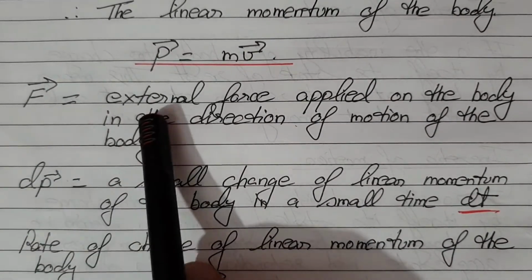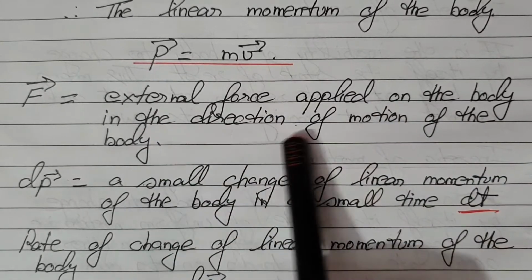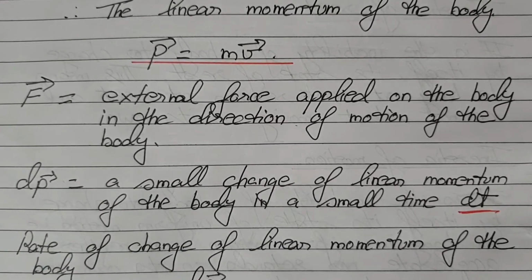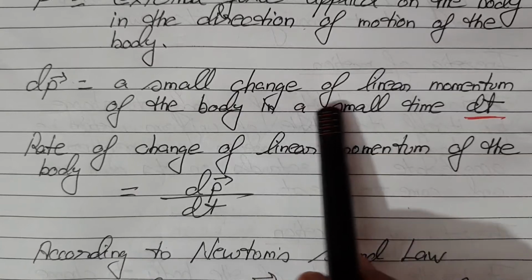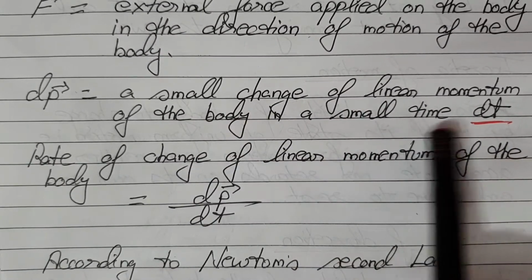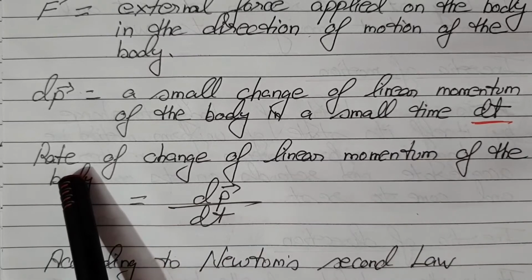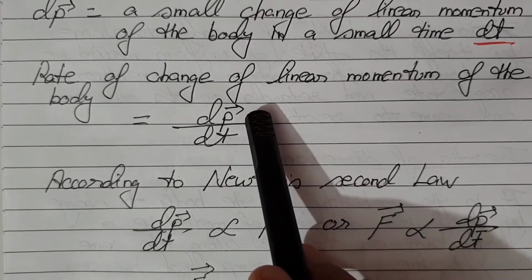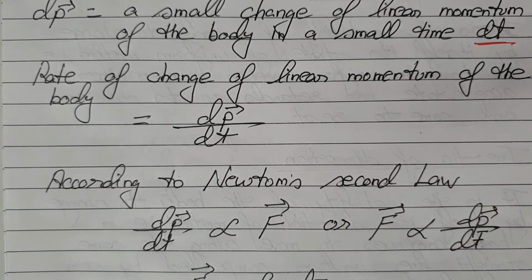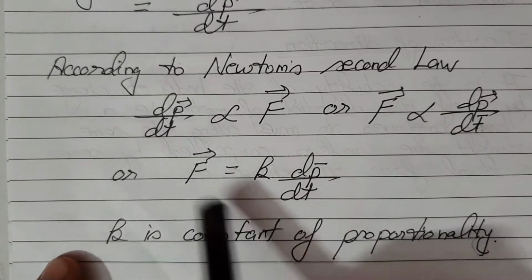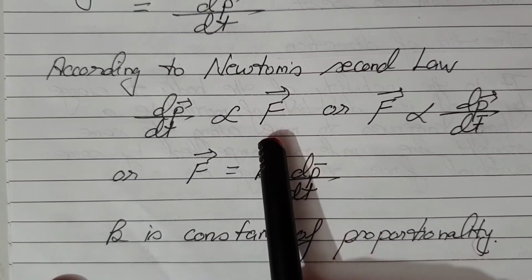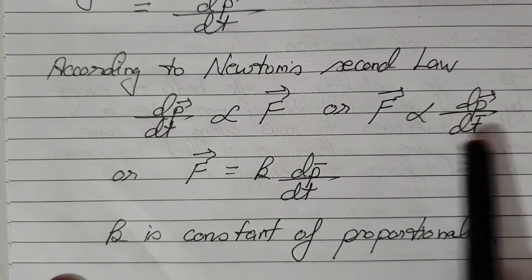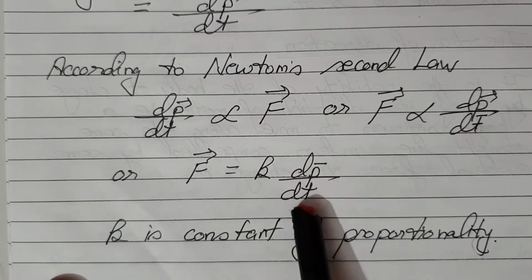F is the external force applied on the body in the direction of motion of the body. Now dP is a small change of linear momentum of the body in a small time dt. The rate of change of linear momentum of the body is dP by dt according to Newton's second law. Now dP by dt is directly proportional to the external force applied, or external force applied is directly proportional to dP by dt, or F is equal to K dP by dt.